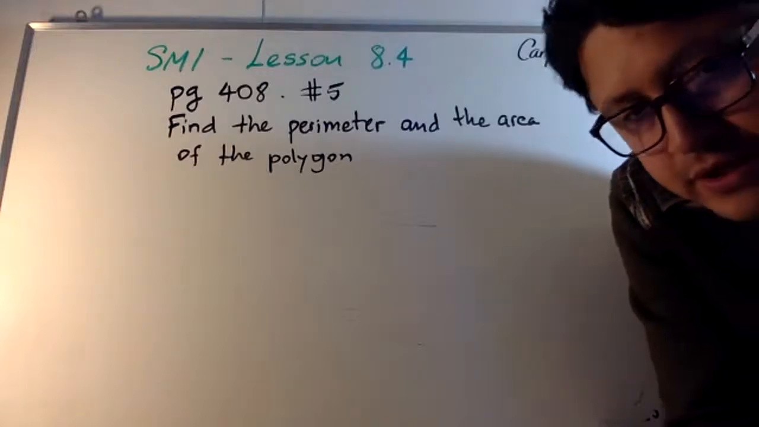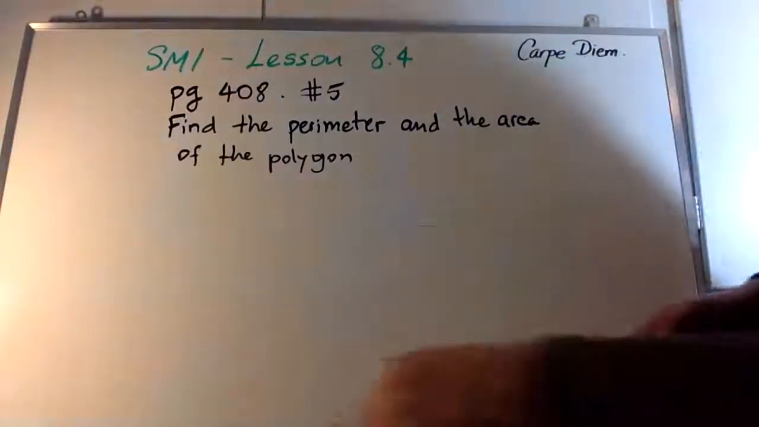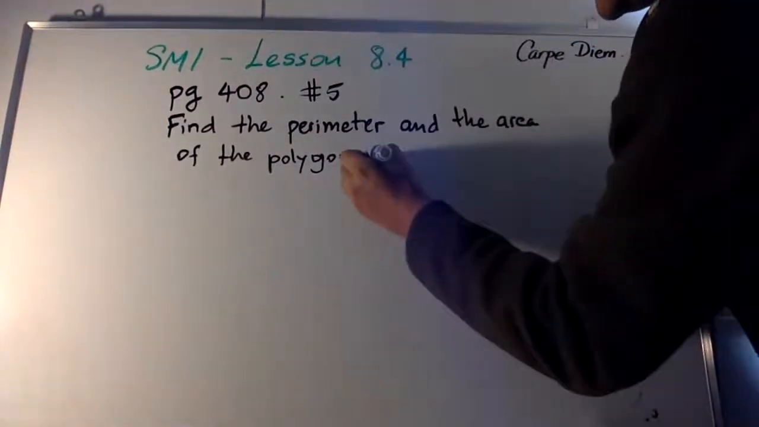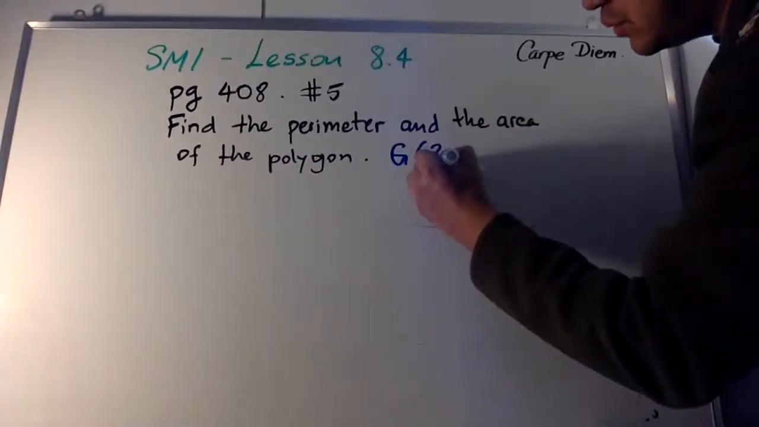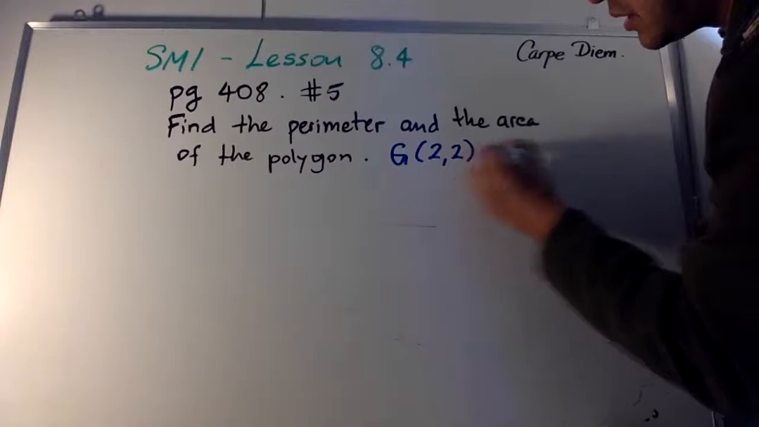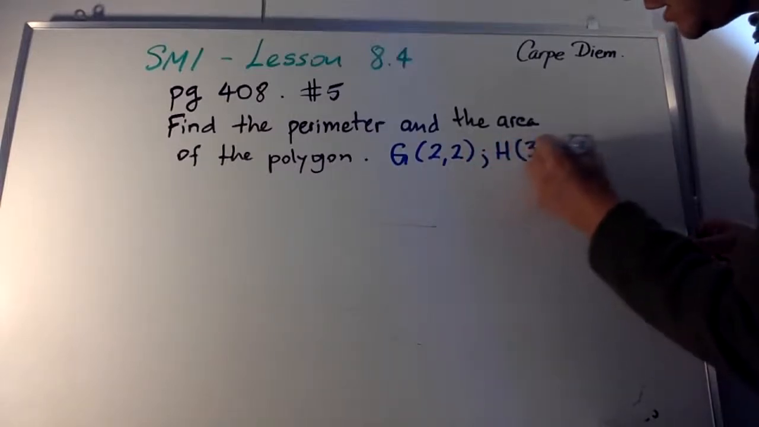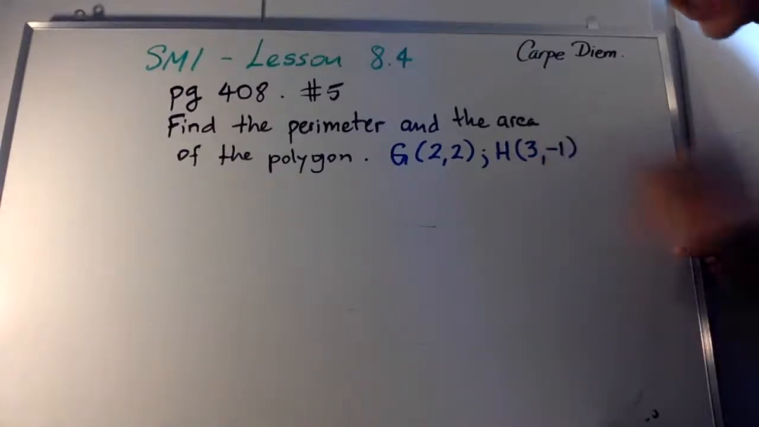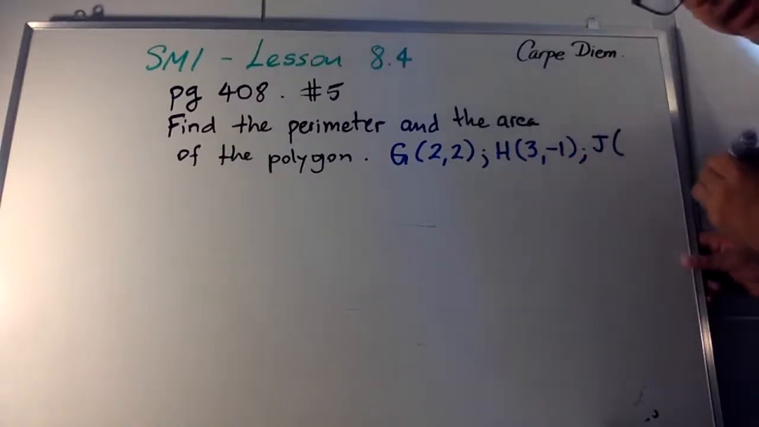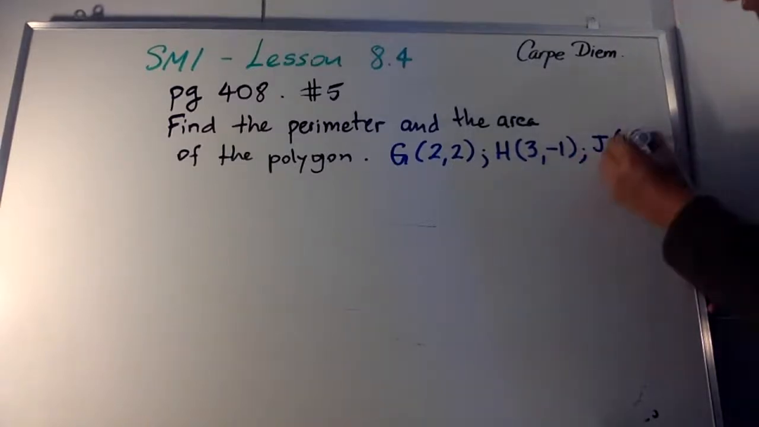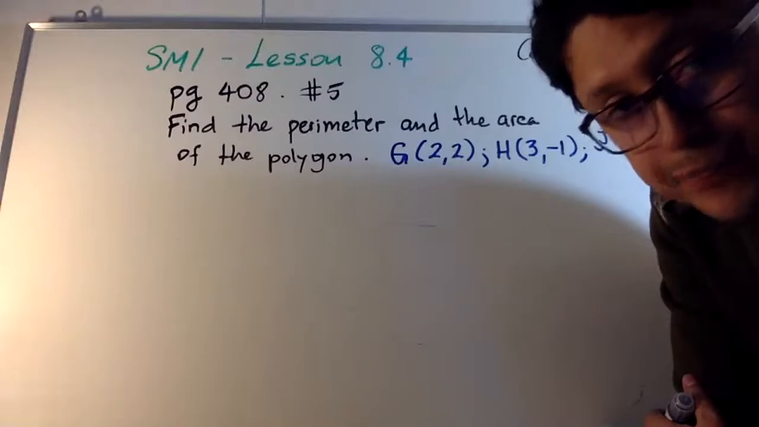We are given 3 points with their corresponding coordinates, and these ones are G, it's located at 2, 2. H, it's located at 3, -1. And J is located at -2, plot these on a coordinate plane, or if you have any copy available of a coordinate plane, go ahead and do it.